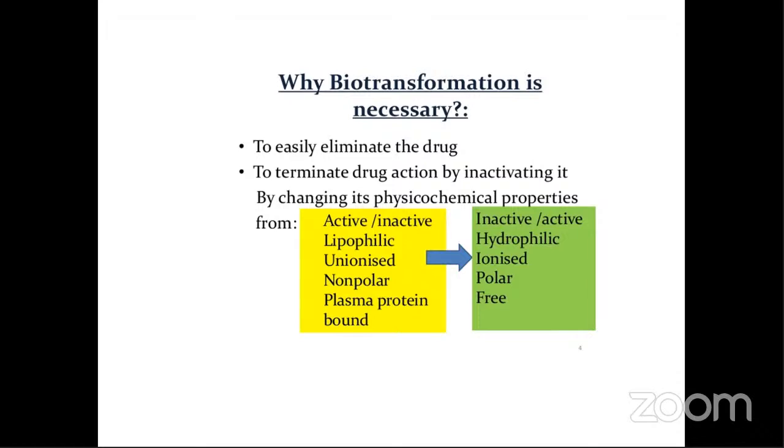So these are the general things we have to remember. During biotransformation, these things are mainly required: conversion from plasma protein binding form to free form. If they are binding with plasma protein, they cannot be easily eliminated. You have to go for metabolism, and after metabolism they will be free. So these things are necessary during your biotransformation process.